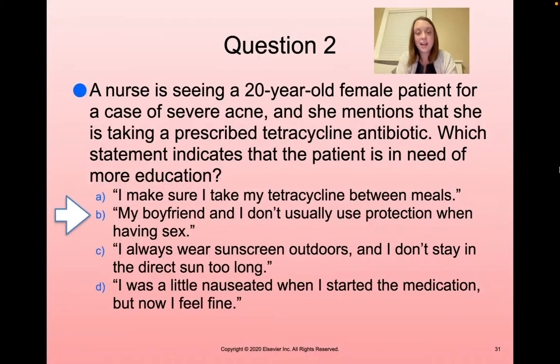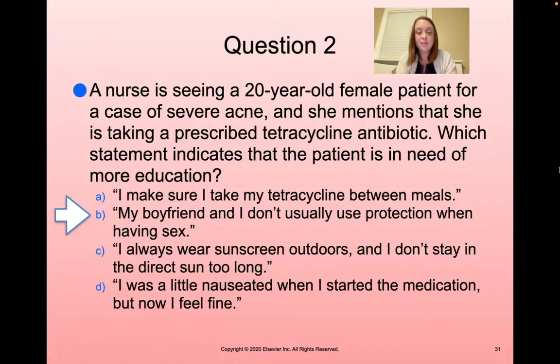A, the patient does not need more education. She is correct in saying that she needs to take the tetracycline between meals. It needs to be taken on an empty stomach in order for it to have maximum effect. C is correct. Tetracycline can cause photosensitivity, so she needs to be cautious how she behaves in the sun, using sunscreen, staying covered up. D is also correct. It's common to feel nauseated, but often these effects will go away on their own after some time.